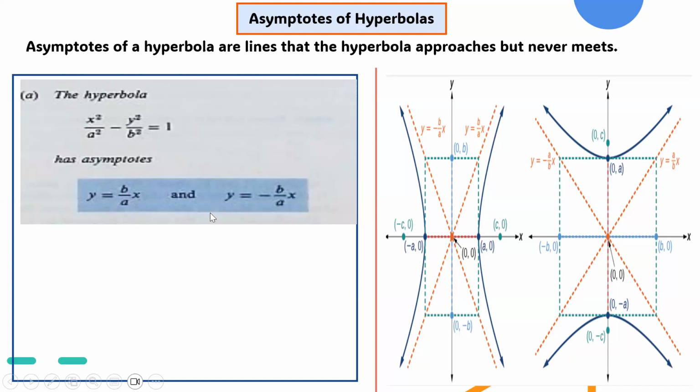Now, on the right-hand side, there are 2 diagrams. When the y squared is minus, you will be looking at the diagram on the left-hand side. So the 2 red lines are what we call asymptotes. If you can see in the diagram that Miss is showing, the 2 dotted red lines, or broken red lines, should I say, are the asymptotes. Now, the next instance that I was referring to is when the x squared has the minus sign in front of it.